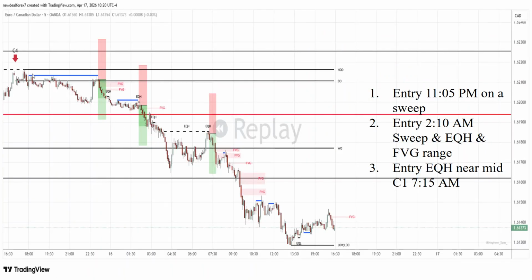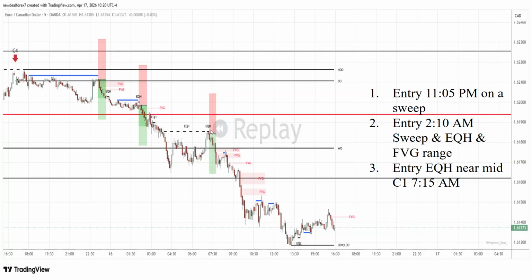You know what we like to see, the sweeps. So the sweep occurred right here at 11:05. As soon as the blue line appears, I'm in. I don't need much confluence after that for a sweep at least. The other ones, play it by ear. But that was at 11:05. Next entry was at, I'm sorry, at 2:10 a.m. You had equal highs and a sweep, and you also had some fair value gaps here to lend some resistance. So that was good.